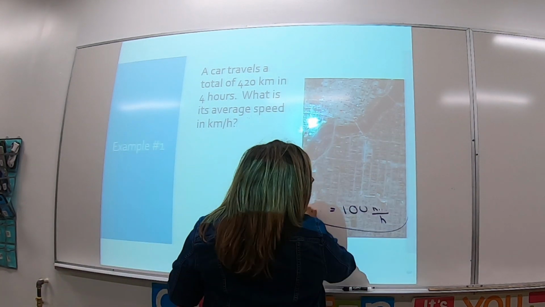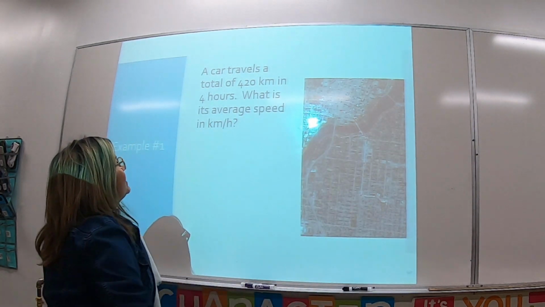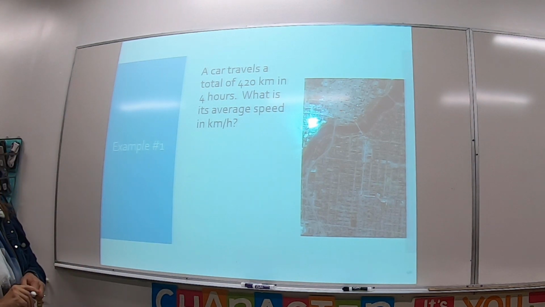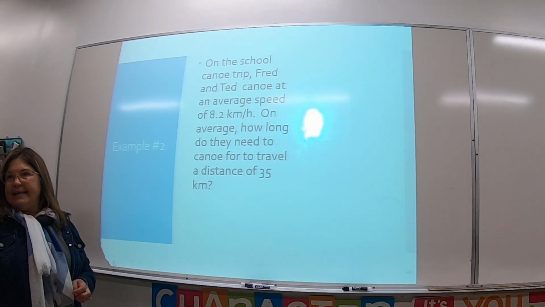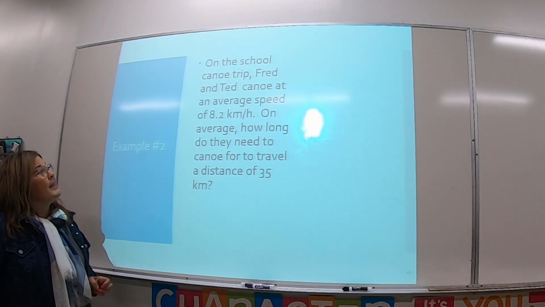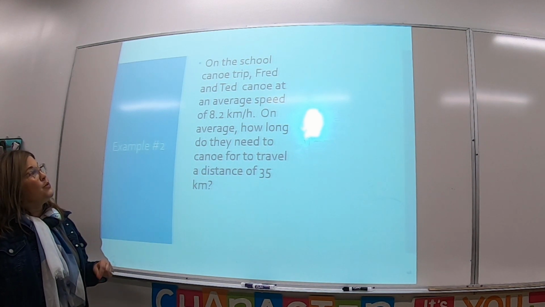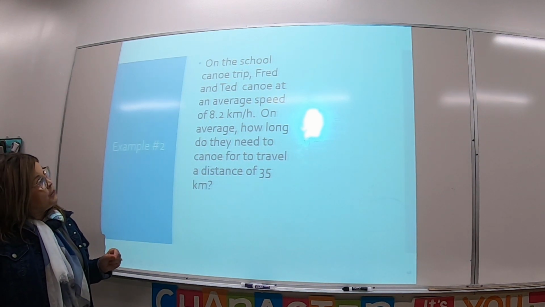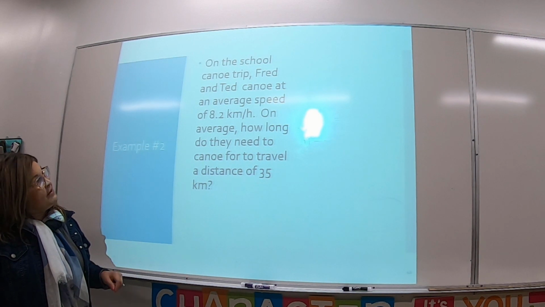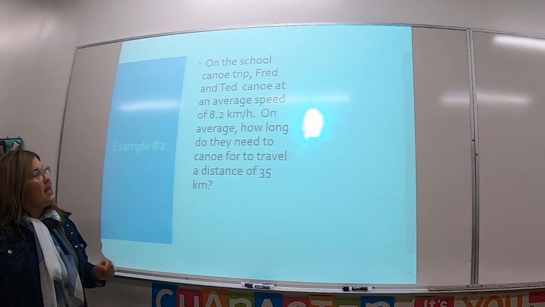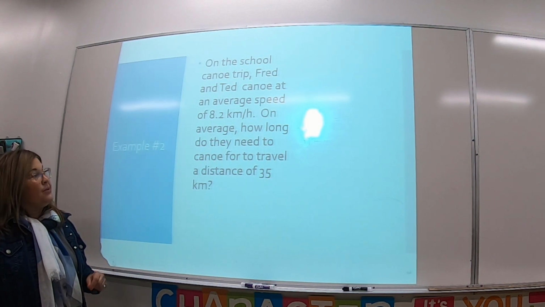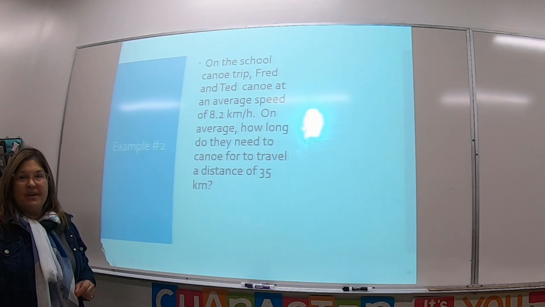So we still have this example. Okay, we have Fred and Ted. On the school canoe trip, Fred and Ted canoed at an average speed of 8.2 kilometers per hour. On average, how long do they need to canoe to travel a distance of 35 kilometers?